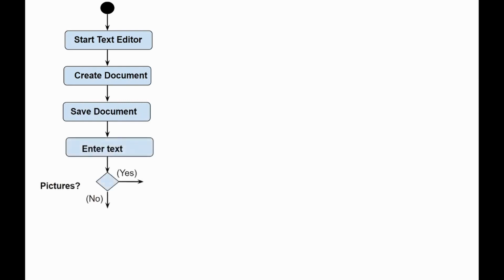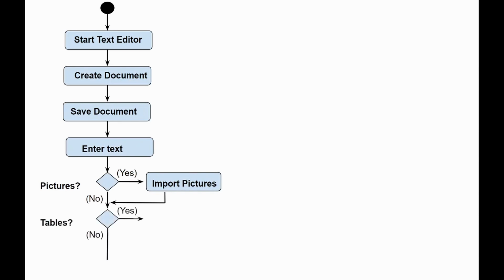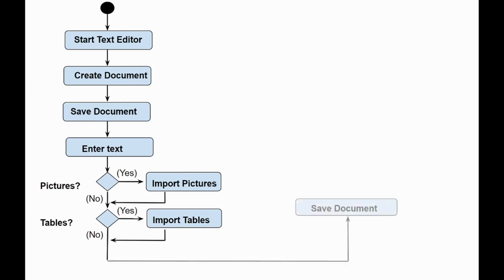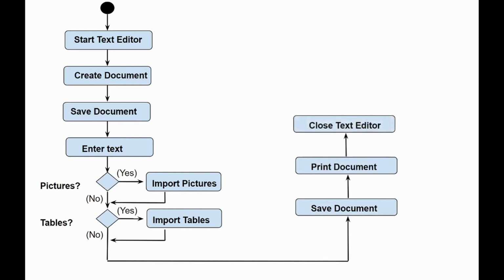If graphics are necessary, import them into the document. If a table or a spreadsheet is necessary, create the required table or spreadsheet and import it into the document. Save the document, print the document, exit the text editor. Seems pretty logical and simple.